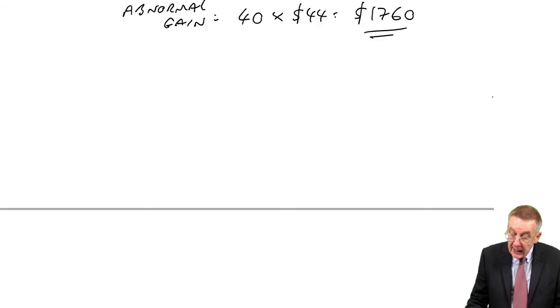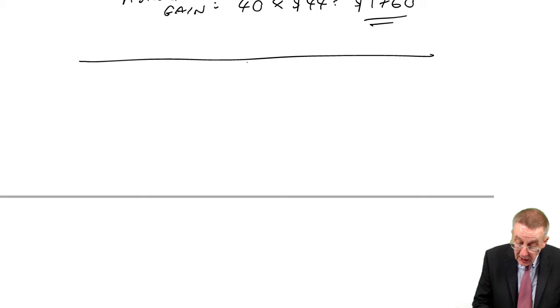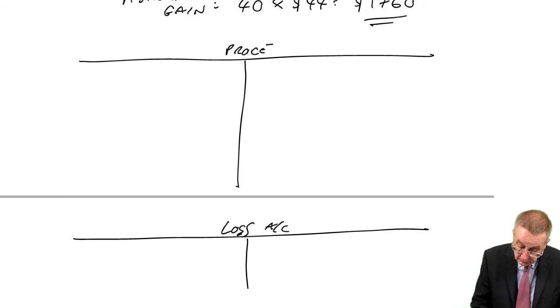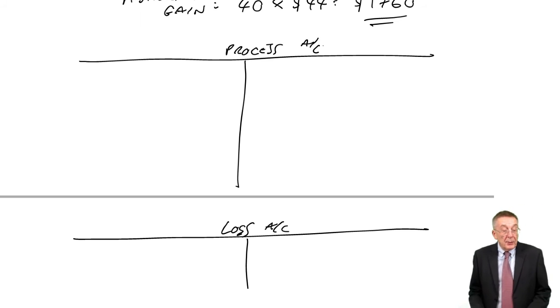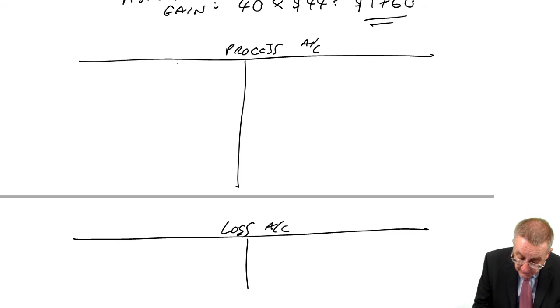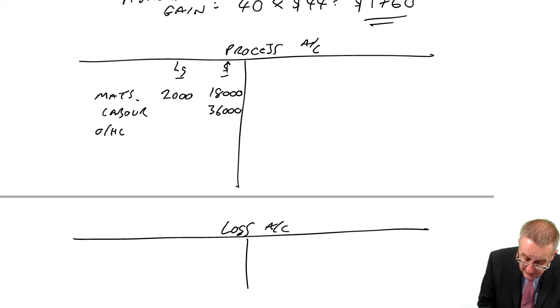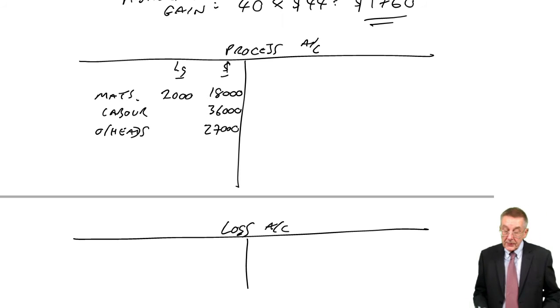Okay, for the last time, let me do a process account and a loss account. In the process account, debit with our costs. So materials, 2,000 kilos, $18,000. Labour, $36,000. Overheads, $27,000.